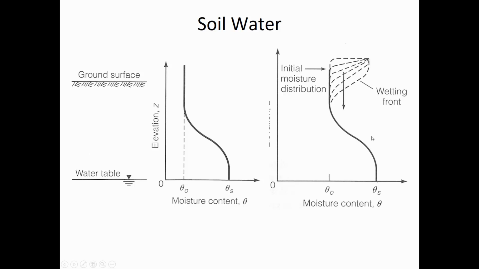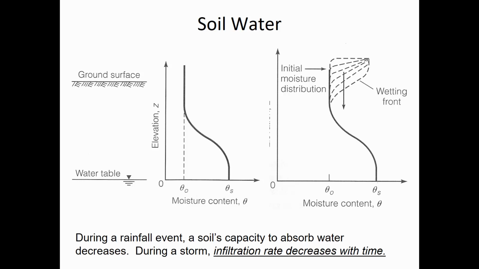Remember, the rainfall that hits the soil has two places to go, broadly speaking. It can either go into the soil or it can go over the surface towards some point of concentration, towards a watershed outlet. So runoff equals rainfall minus infiltration is the broad way of looking at it. So during a rainfall event, as there's ponding at the surface, the soil capacity to absorb water decreases. The rate of infiltration declines over time because there's going to be a smaller driving force.